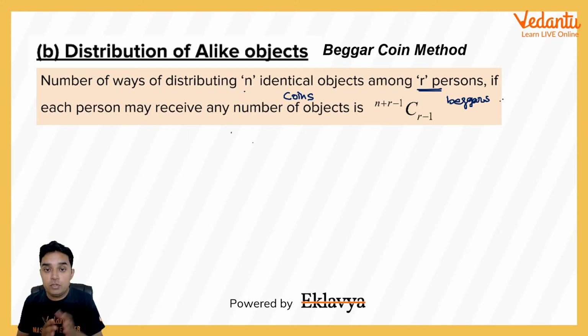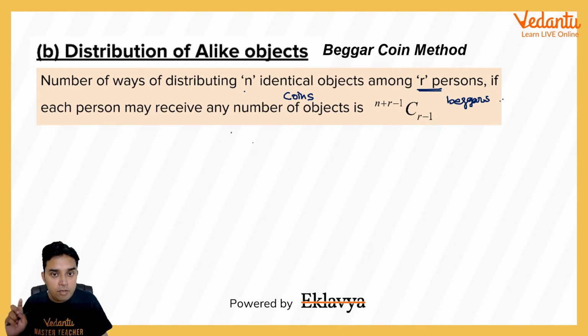One more thing, suppose you have all 1 rupee coins. So all of them are identical. Which coin will go to which beggar doesn't make any difference. If you give 2 coins to this beggar, 2 coins to the other beggar, then which 2 coins are going to this one or which 2 coins are going to the other will not make any difference. We are assuming all coins are of the same denomination, let us say 1 rupee.